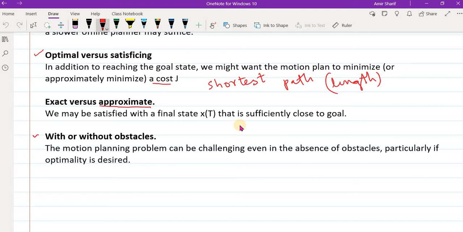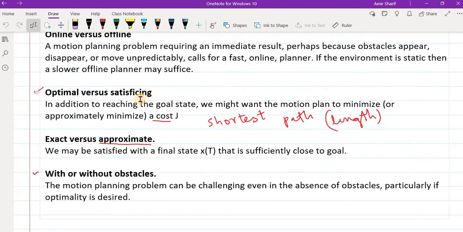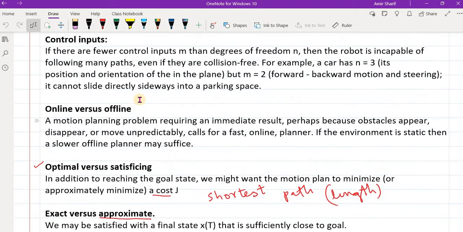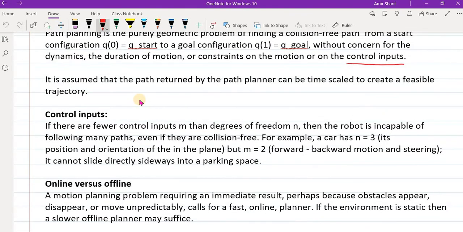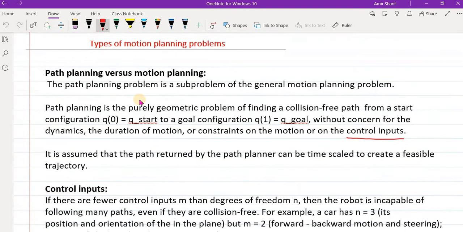Okay, you have to choose the exact nature of your solution. You have to include obstacles. You need to find an optimal solution, and it should also be online, because the real world is actually online. In the real world obstacles are moving, and also control inputs are sometimes fewer than the degrees of freedom of the robot.